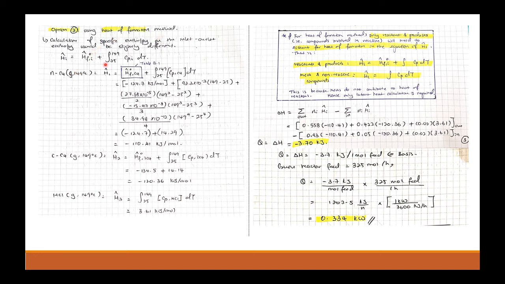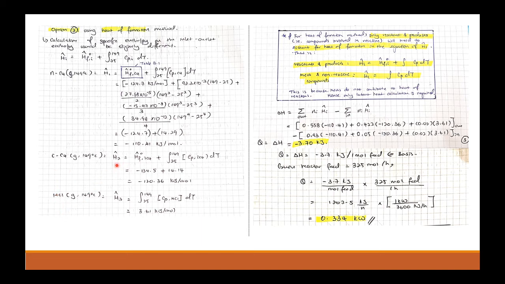So this is your heat of formation formula, which is the heat of formation plus the latent heat. Let's do NC4, which is H1 here. The heat of formation of NC4 can be found in table B.1. And same thing again, we integrate its Cp for NC4 from 149 to 25 degrees Celsius, and we will get this value. Do the same for IC4 and HCl.